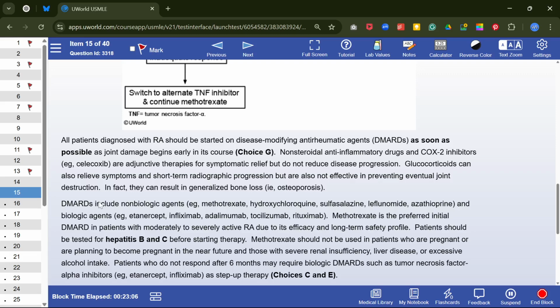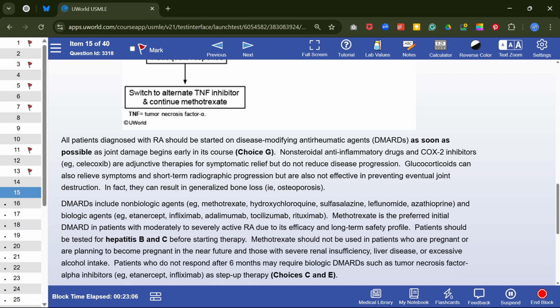They can result in generalized bone loss, osteoporosis. DMARDs include non-biologic agents: methotrexate, hydroxychloroquine, sulfasalazine, leflunomide, azathioprine, and biologic agents: etanercept, infliximab, adalimumab, tocilizumab, rituximab. MTX is the preferred initial DMARD in patients with moderate to severe acute RA due to its efficacy and long-term safety profile.